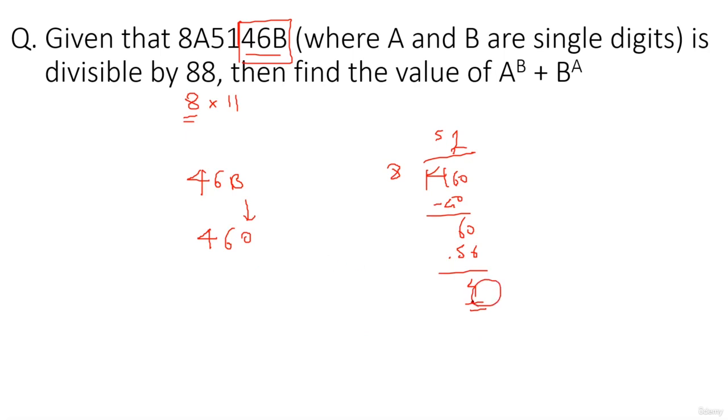If the remainder is 4, very smartly you can say you take B as 4. So the number becomes 464, and in that case it won't give you any remainder. So very smartly you can figure out the value of B, and that is equal to 4. Once you figure out the value of B, the game is half over.